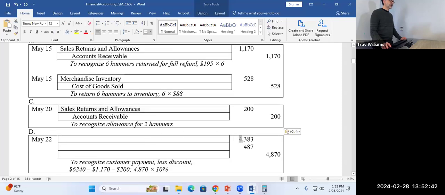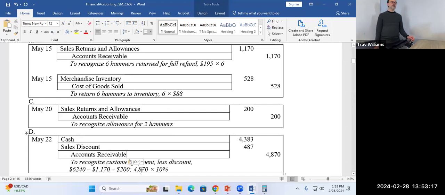So what do you think is the larger debit here, the $4,383? There's a smaller debit and a larger debit. Cash and so. Okay, cash is the larger one. The sales discount is the smaller one. And then what is the credit? Accounts receivable. Okay. Because that was the remaining balance.